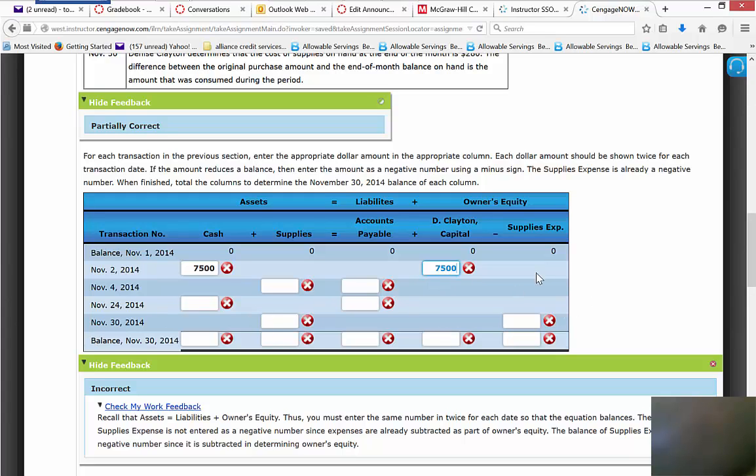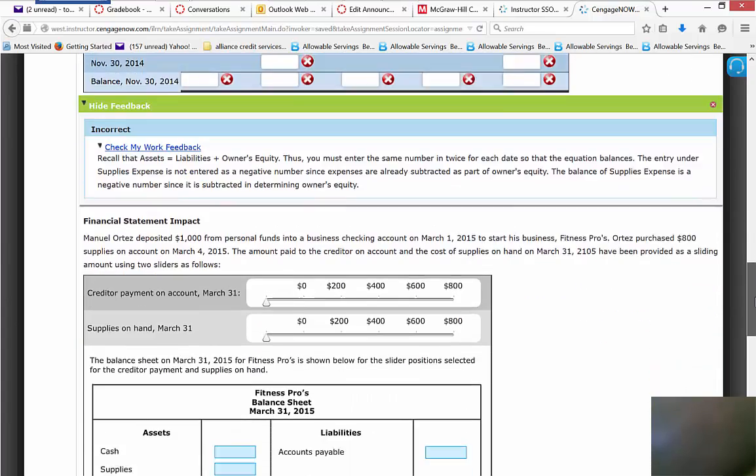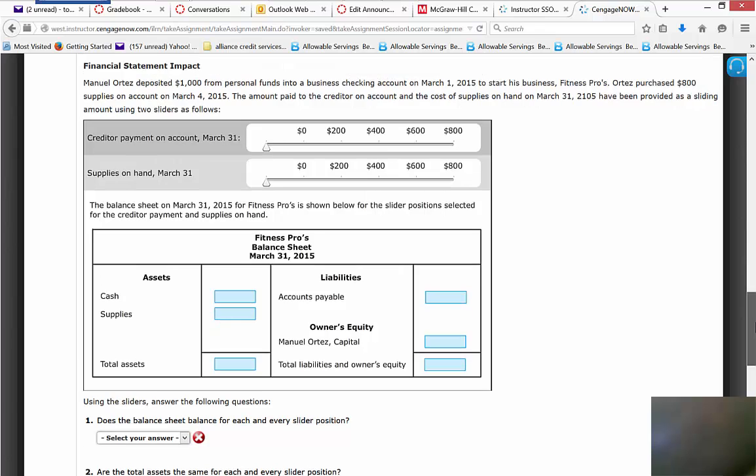When you're incorrect, I give you 3 attempts. You can go back and make your corrections. Okay, now that's one simple type of exercise. Now this one here is an interactive exercise, where they've given you some basic beginning information.